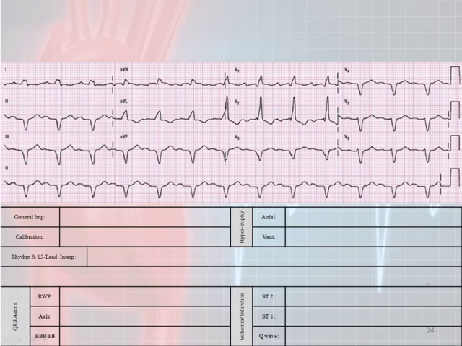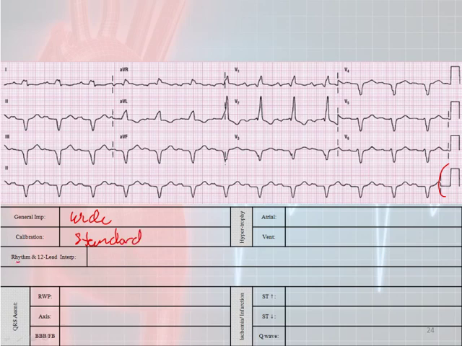So let's look at our 12 lead here. General impression, it looks wide automatically. It looks very wide. Calibration, we can use our calibration markers over here. So we can say that the calibration is standard.